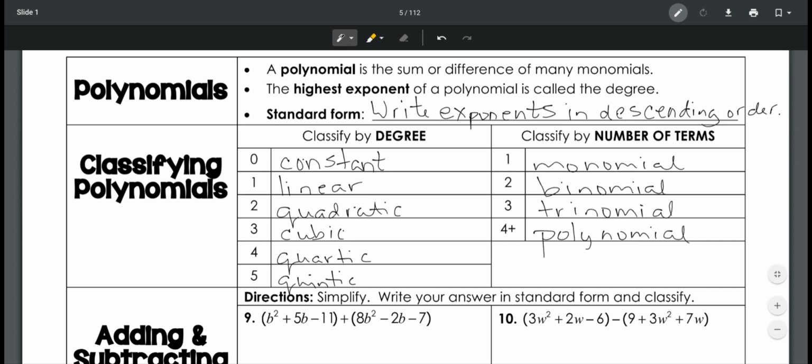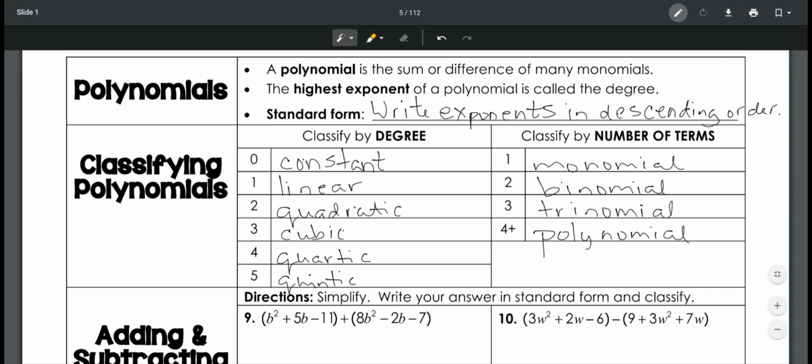In standard form, that means to write the exponents in descending order. Descending order means the largest exponent all the way down to the constant term if you have a constant term.